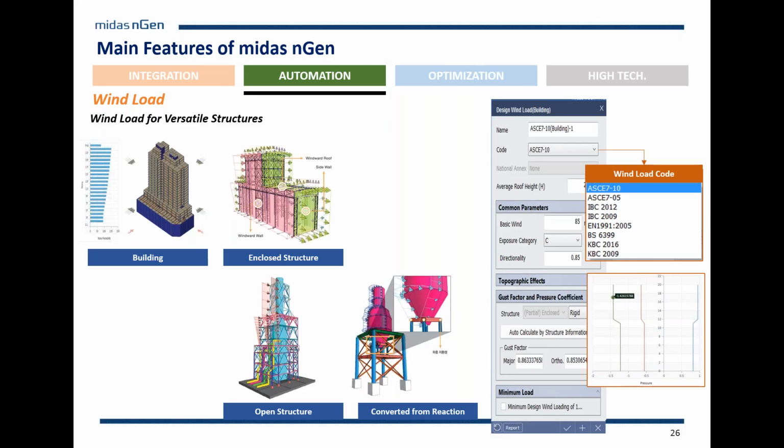Now, when it comes to loading, there is a wind load option in MIDAS engine that can automatically do the calculation as per European standard, American standard, as well as British standard. So you can see there is an option to apply the wind loads for general building structures. You can also apply to enclosed types of structures, the ones which have pitch roofs, dual pitch roofs, then open structures, and you can also apply to equipment type of structures by creating the loads from the reactions. So there are some options available that can be efficiently used in MIDAS engine.